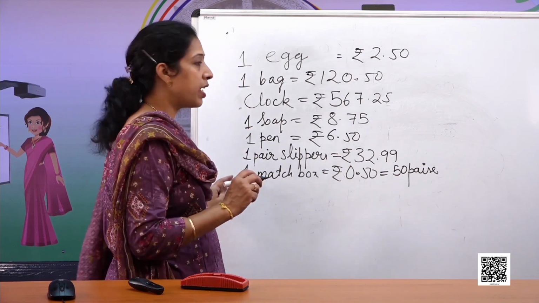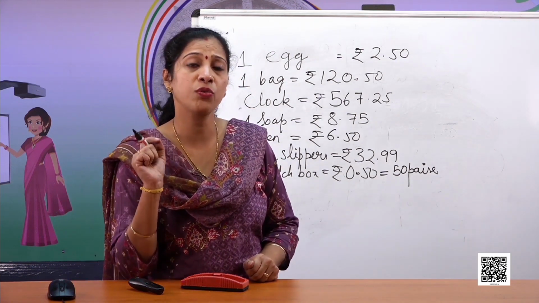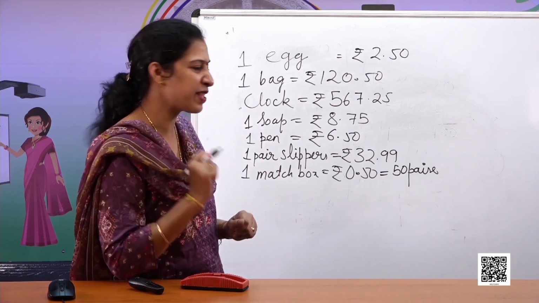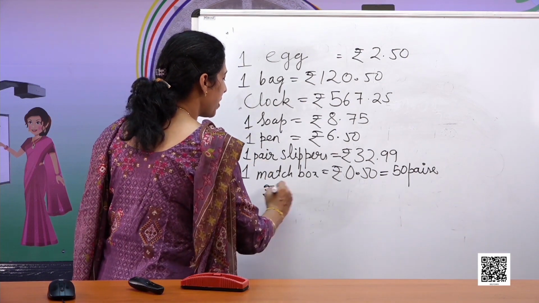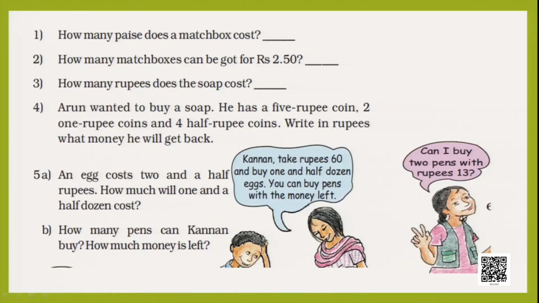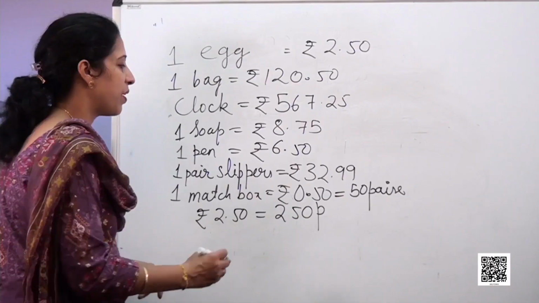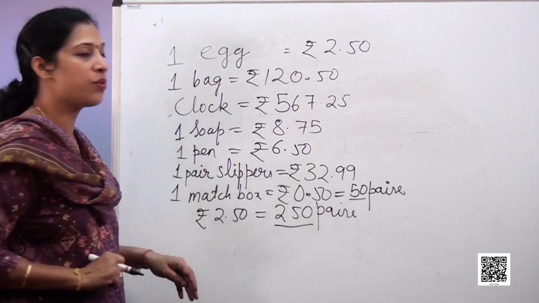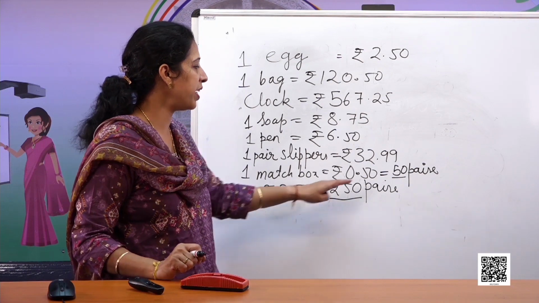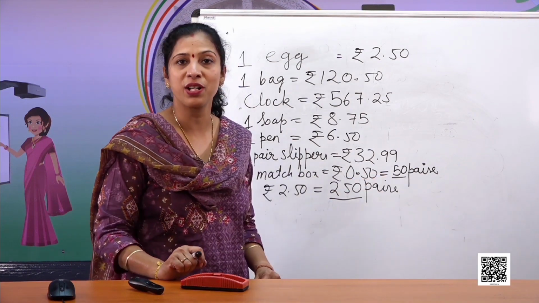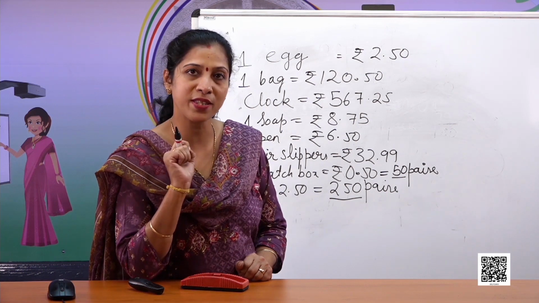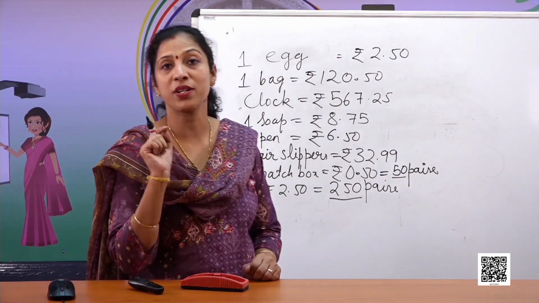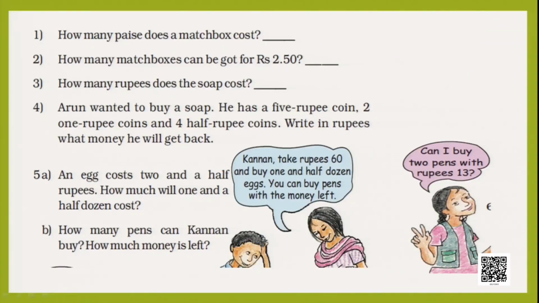For that we have to see how many 50 paise will be there in 2 rupees 50 paise. Can you guess? Yes, the guessing is very easy because 2 rupees 50 paise is equal to 250 paise. So you can find out how many 50 paise are there in 250 paise. 250 divided by 50 is equal to 5. So how many matchboxes will you get for 2 rupees 50 paise? You will get 5 matchboxes.